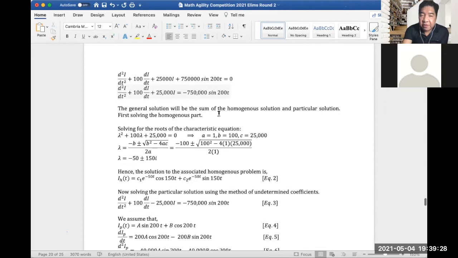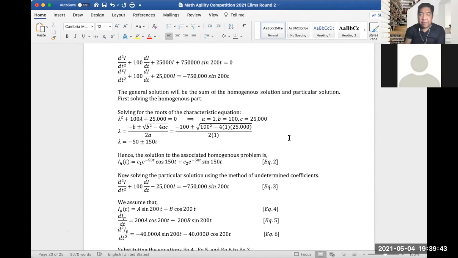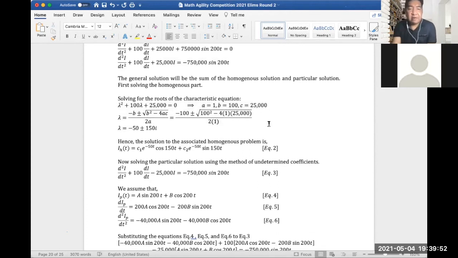So let's solve first the homogeneous part, solving for the roots of the characteristic equation. We have lambda squared plus 100 lambda plus 25,000, which is the left-hand side of our equation, and then equate it to zero, and we can solve for lambda. So we know A equals 1, B equals 100. Using the quadratic formula, we will get this complex number of negative 50 plus or minus 150i here.